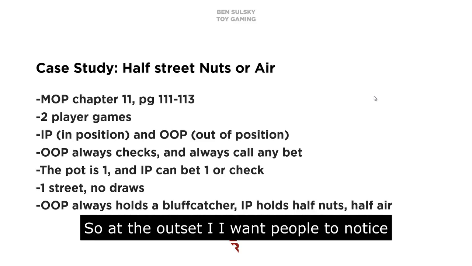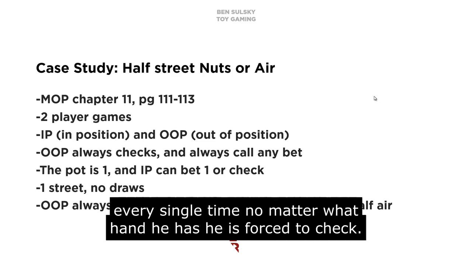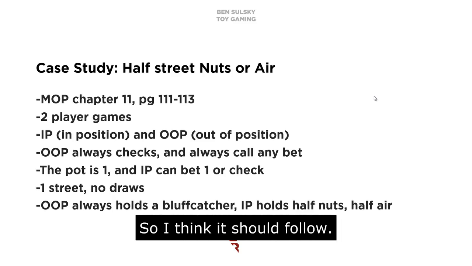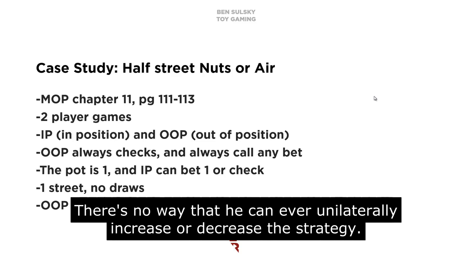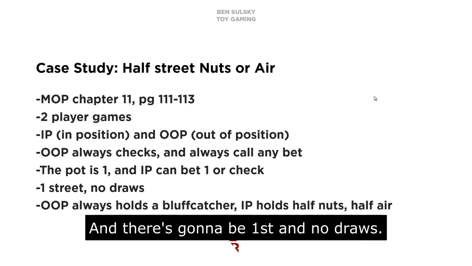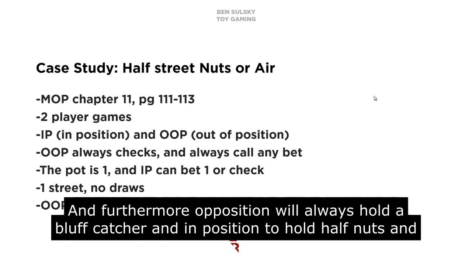So at the outset, I want people to notice that out-of-position has no strategic options, meaning that every single time, no matter what hand, he is forced to check, and he's forced to call. He can never take any different actions than the ones he does take. There's no way that he can ever unilaterally increase or decrease his strategy. He can increase or decrease his strategy based on the actions of in-position, but by himself he can't. And there's going to be one street and no draws. And furthermore, out-of-position will always hold a bluff catcher, and in-position holds half nuts and half air.